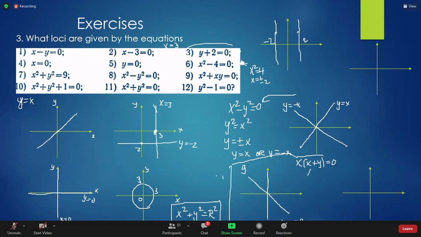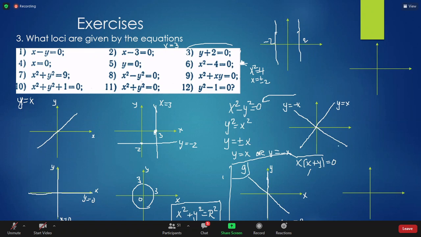In number 9, the answer is the locus consists of two intersecting lines. One of them is the y-axis, and the other one is the bisector of the second and fourth quadrant, y equals minus x. Number 10.